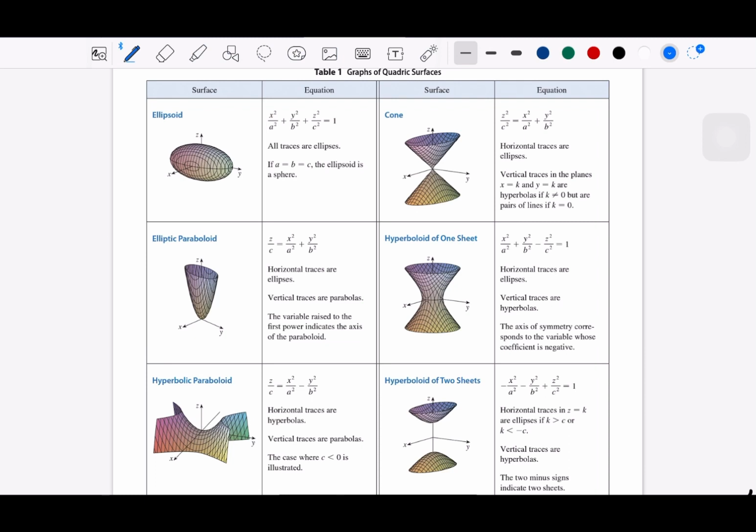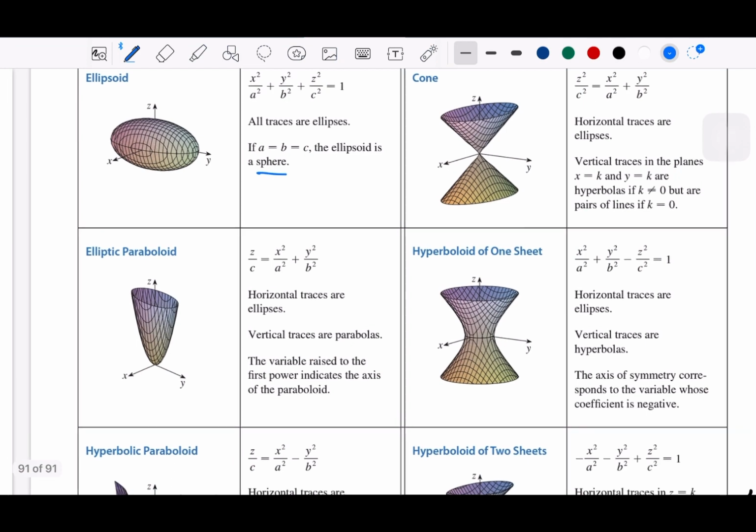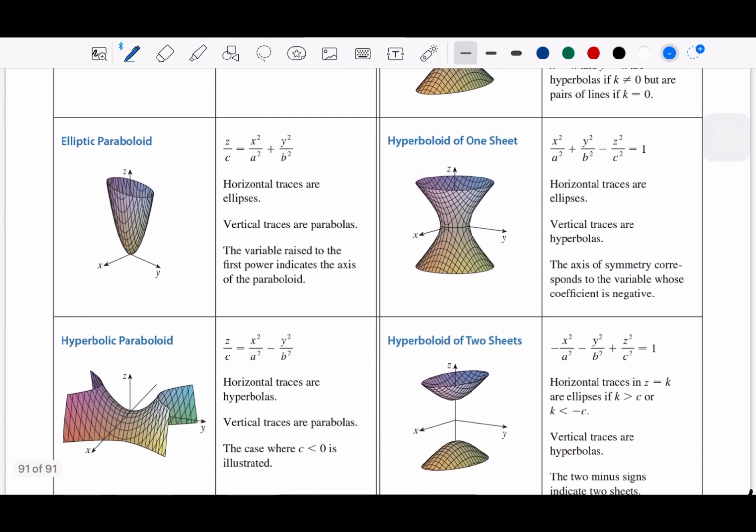So the best way to look at these 6 examples is to look at the equations. Right? So if all variables are positive and they equal a constant, there will be an ellipsoid. Okay? If A, B, C are equal, then it will be a sphere. Okay? And then if we look at the elliptic paraboloid, we see that z equals positive x squared plus y squared. Okay? So this will be the elliptic paraboloid.